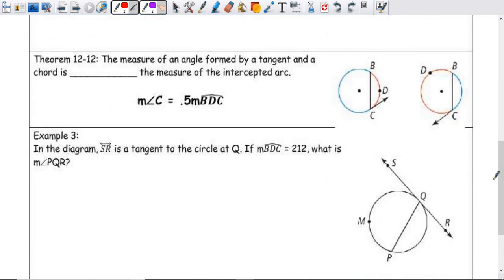All right, this theorem, last one. The measure of an angle formed by a tangent and a chord is half the measure of the intercepted arc. So basically, it is the same formula. There is nothing new here, okay? This is still an inscribed angle. It's just that it's not two chords. It's one chord and one tangent line, but it's still going to be half of this arc right here.